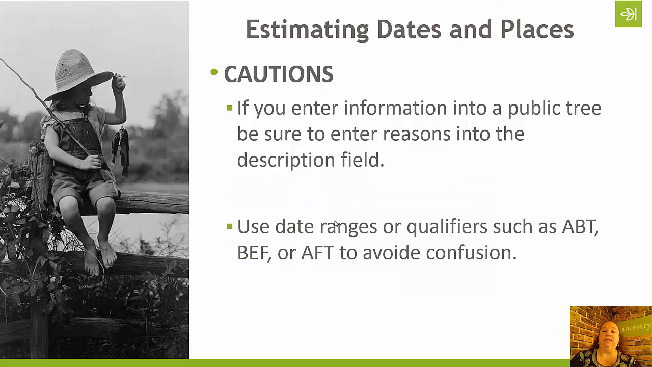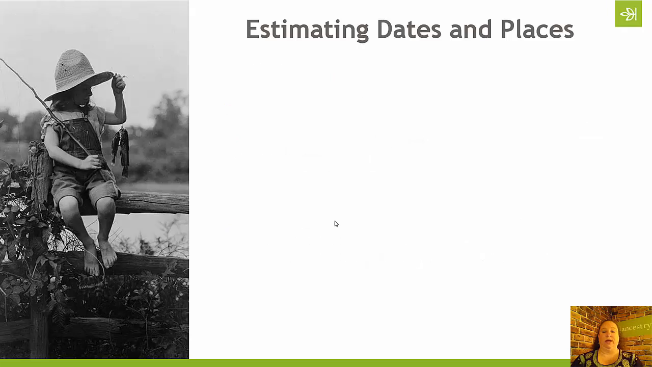So feel free to use some of those date ranges or qualifiers. Some of the ones that are acceptable in online ancestry trees are about, ABT, before, which is BEF, or after, which is AFT. And that will help you and others who might be able to see your tree to avoid some confusion. It's better than just putting in a specific date if you don't have evidence to support that specific date.